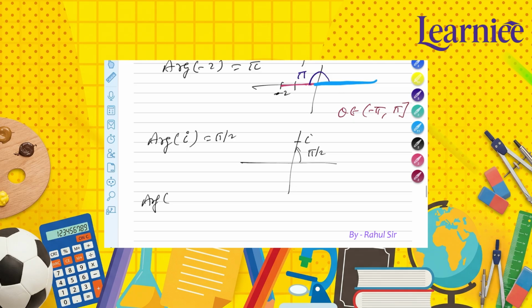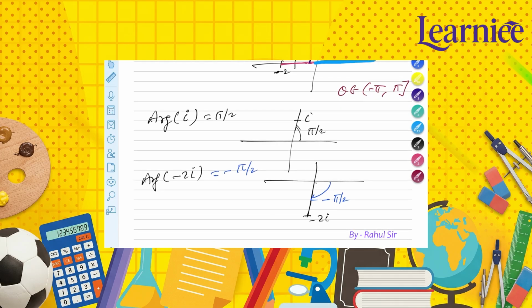If I ask you what is the argument of minus 2i, minus 2i lies somewhere here. This is the complex number, and since we are asking for the principal argument, we can't move like this. We have to move in a clockwise sense. The magnitude is pi by 2, but since we move in a clockwise sense, it is minus pi by 2. So this answer is minus pi by 2.